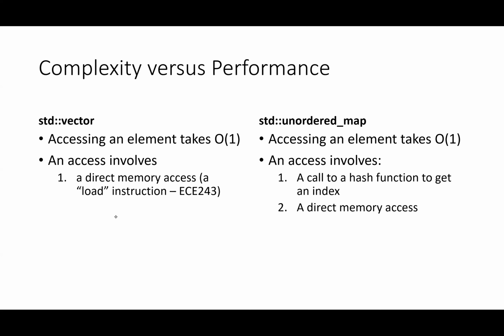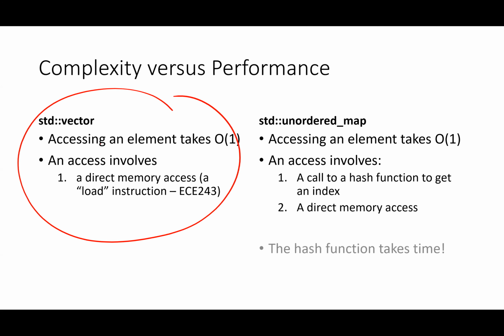It's still pretty good. It's order 1, but it is probably 3 times slower than a vector for an integer key like this. So you might be able to pass the speed test with an unordered map, but a better choice for this case is going to be a vector. Okay.